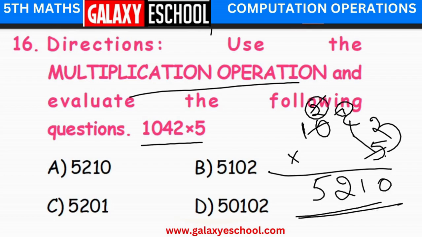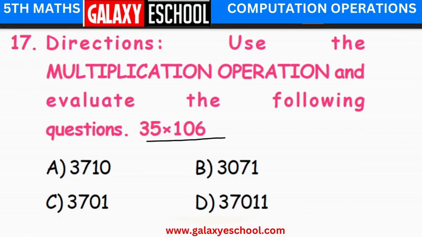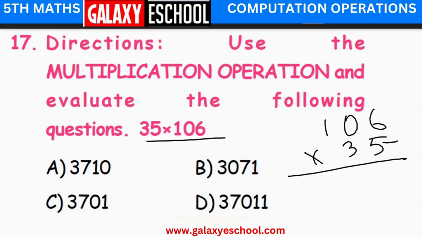What is the answer children? 5210, that is option A. Moving on to question number 17. Again multiplication is to be done here. 106 into 35. 5 6s are 30, 0 here 3 carried, 5 zeros are 0 plus 3 becomes 3, 5 1s are 5.